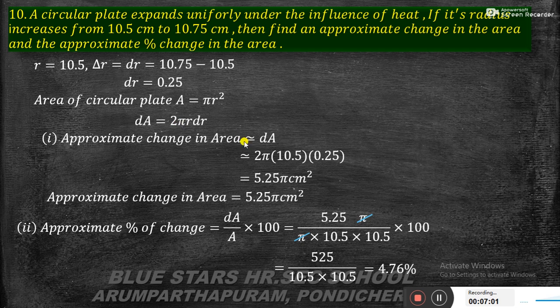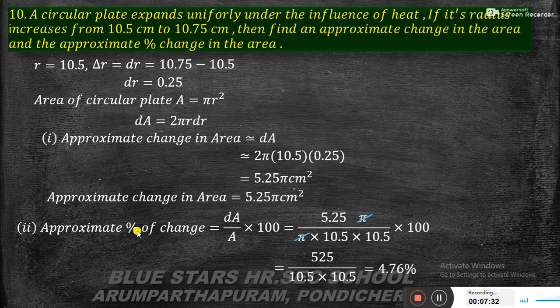So dA equal to 2 pi into r value. We know r equal to 10.5, and I substitute dr equal to 0.25. So the next step, I multiply 2 into 10.5 into 0.25. I multiply the three values and get the answer 5.25 pi centimeter square. This is the approximate change in the area. Area means we refer to centimeter square.